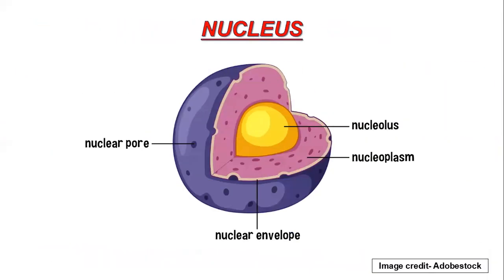Now we have the structure of nucleus. In the structure of nucleus, on the outer side there is a double membrane called the nuclear envelope or the nuclear membrane. Then on the surface of this envelope there are certain pores called nuclear pores. Inside it, there is the nucleolus in the center area, which is surrounded by the nucleoplasm, that means the fluid which is inside of the envelope.